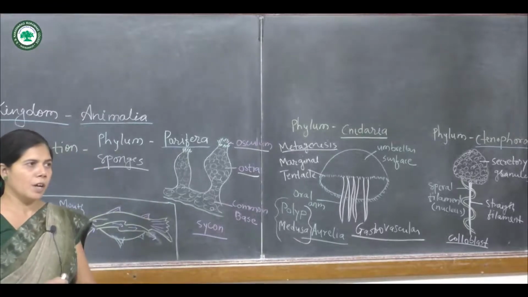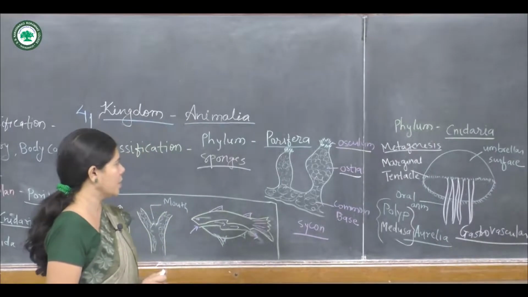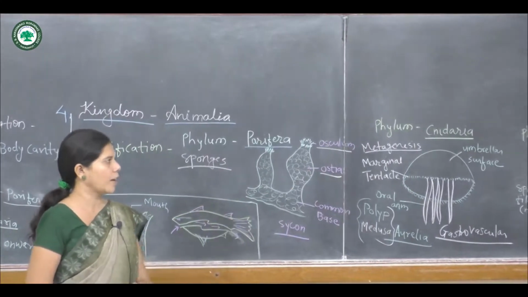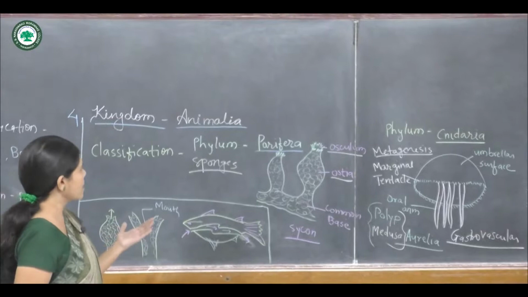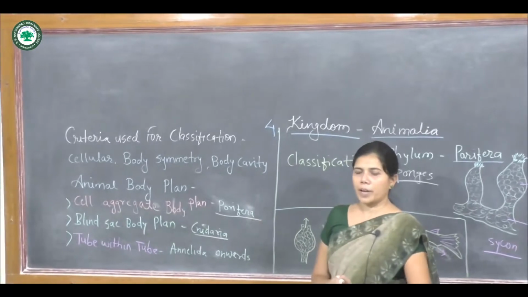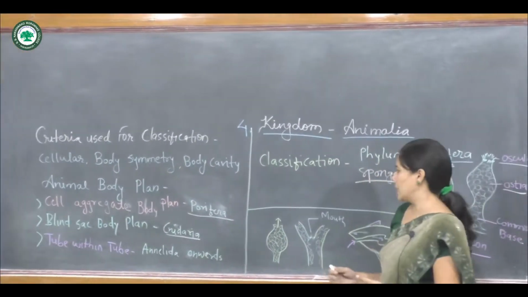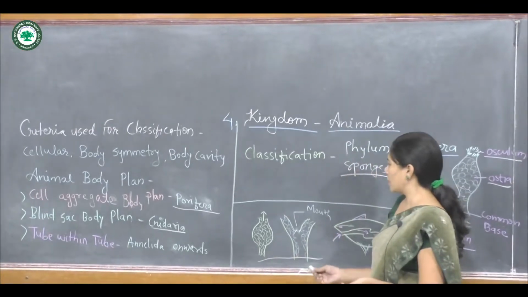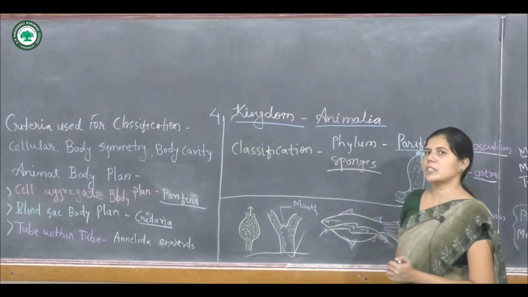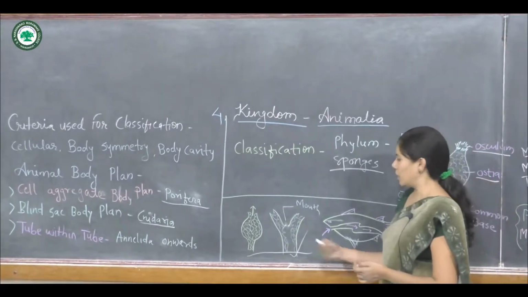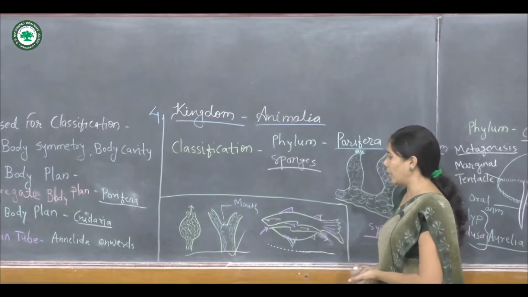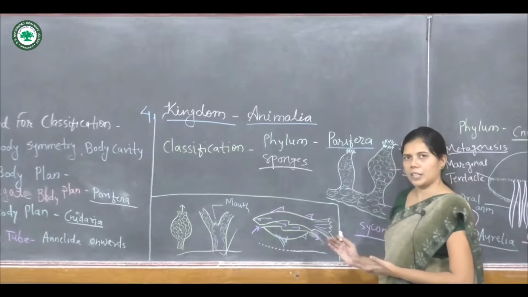So today we discussed the classification, and in that classification the phylum Porifera, phylum Cnidaria and phylum Ctenophora, as well as the criteria and the animal body plan, in which we discussed three types of body plan: cell aggregate in the Porifera, second the blind sac with only a single opening, and third the tube within tube body plan, in which two ends are present, the oral end known as the mouth, and the anal end, the anus.